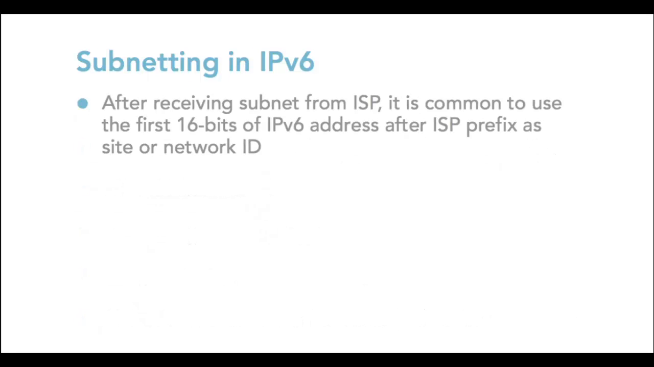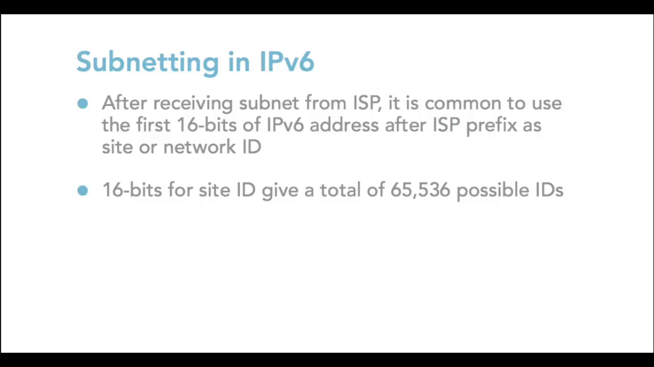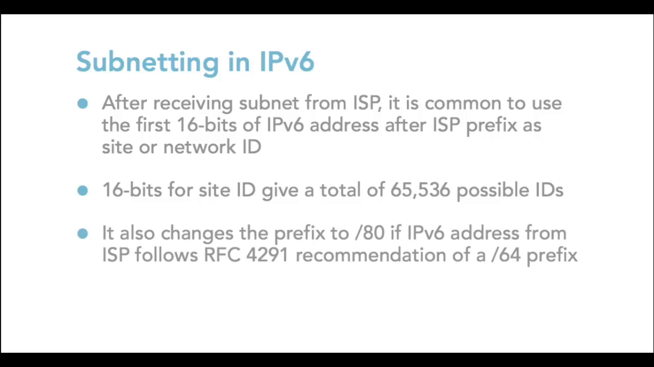Let's go ahead and pretend we received the subnet from an ISP. What would we do with it? Well, the first thing we would do is, after receiving the subnet from the ISP, we'd take the first 16 bits after the prefix that the ISP gave us and set that up for something called a site ID. The 16-bit site ID would allow for a possibility of 65,536 sites that we could set up using the IPv6 address we got from our ISP.